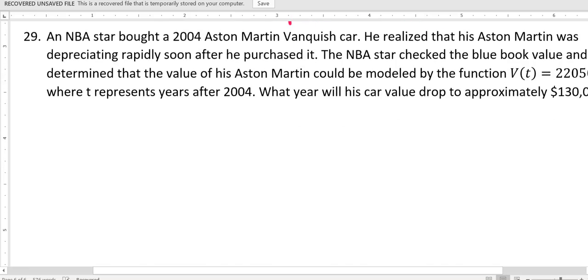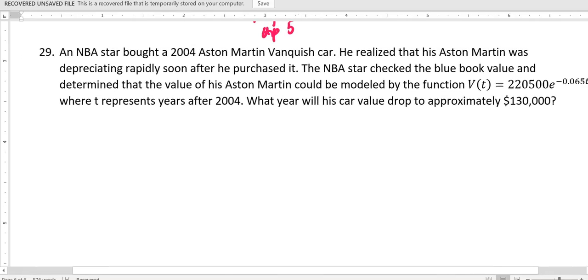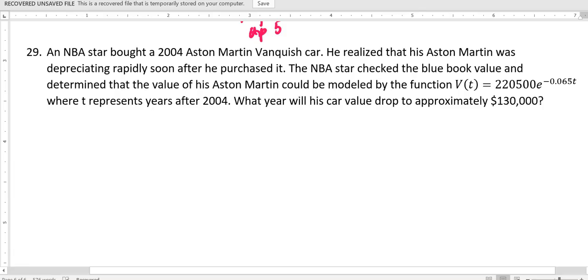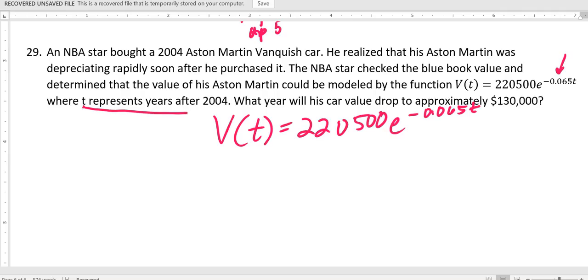Okay, and our last problem is a word problem. It's an exponential problem. So I'll give you a second to read it. Okay, so hopefully you read it and you see that this is the value. It's an equation. And you can see the exponent tells us that it's decreasing in value because it's negative. T represents the year since 2004. So it already gives our T. Remember, it's since 2004. What year will his car value drop to approximately $130,000?